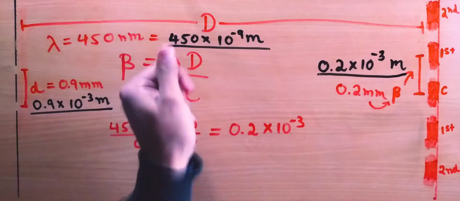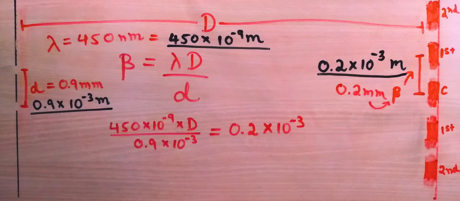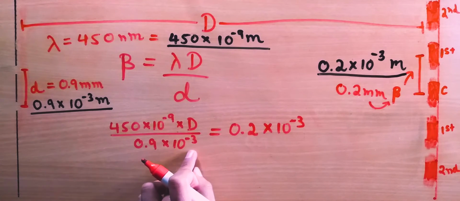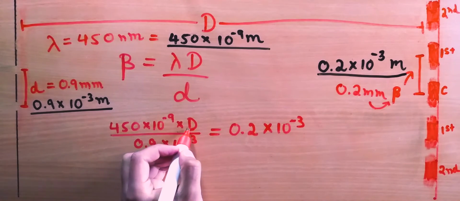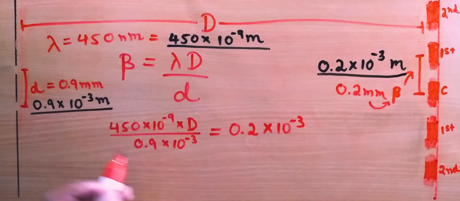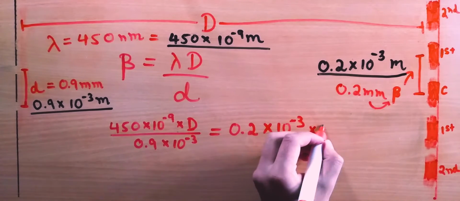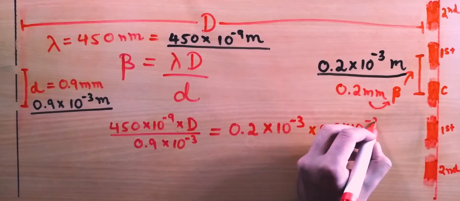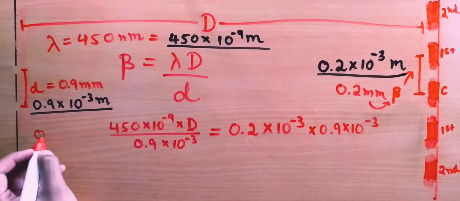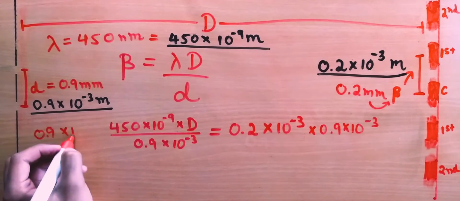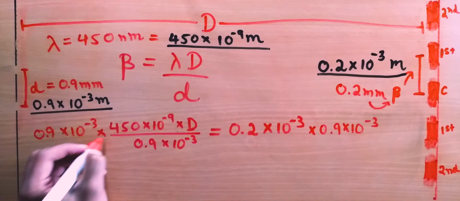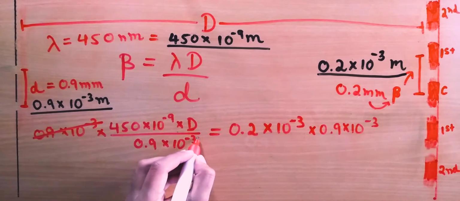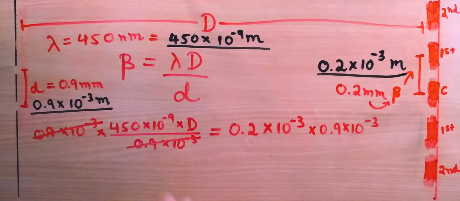So there you go. Now to solve further, I need to multiply both sides with 0.9 into 10 raised to power minus 3, because obviously I wish to solve for capital D here, right? So I multiply both sides with 0.9 into 10 raised to power minus 3, even on this side, into 10 raised to power minus 3, and obviously this whole term cancels out with this term, and I'm left with this.